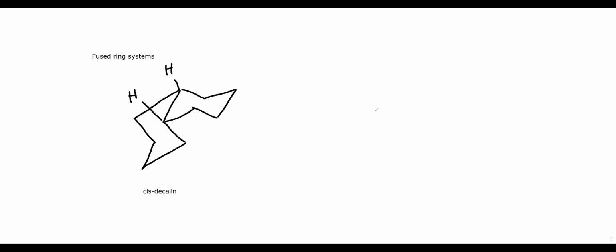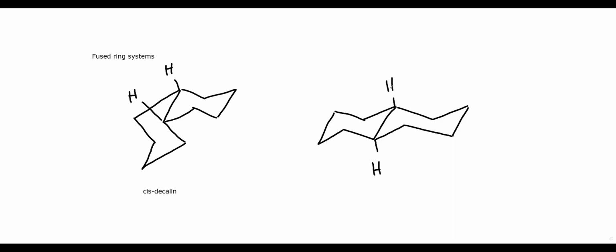You could also see the trans-Decalin ring system, which would simply be like this. And in this case, you have a hydrogen pointing down and a hydrogen pointing up. Again, this would be called the trans-Decalin ring system. So you could have fused ring systems like this. If you go into more advanced organic chemistry, you'll see systems like this more commonly. But it's just an idea to be aware of.